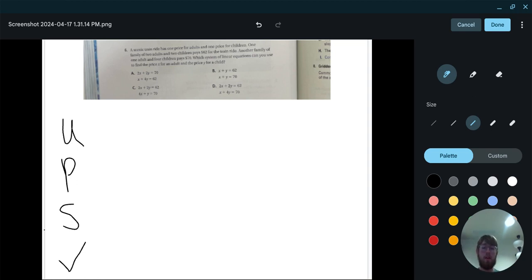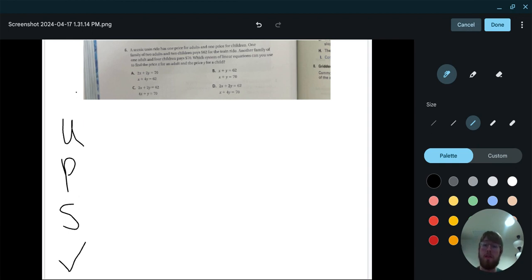Which system of linear equations can you use to find the price x for an adult and the price y for a child? So let's try and understand what this problem is actually asking us to do. If we didn't have our A, B, C, D answers down here for our multiple choice, it might be a little confusing because we've seen problems similar to this where we not only have to set up our system of equations, but also solve for our x and y variables to figure out, for example, how much an adult ticket would be and a child ticket would be.